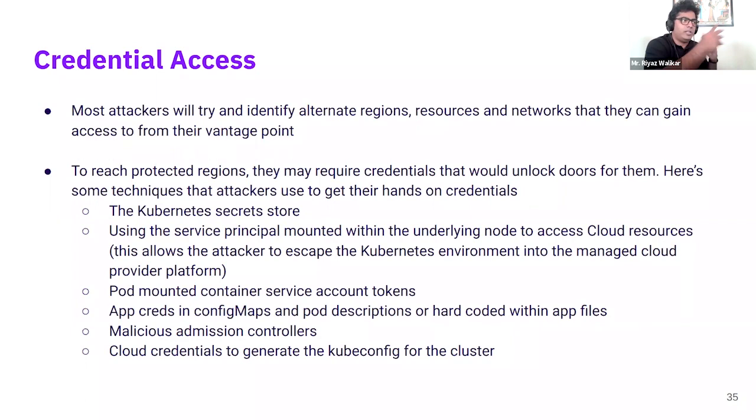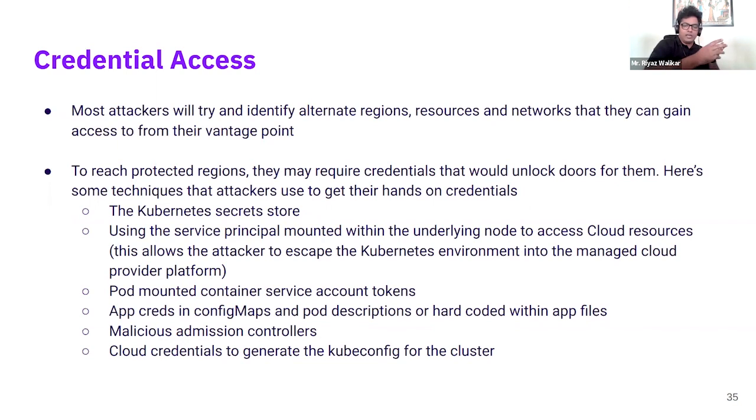To reach protected regions that may require credentials, some of the techniques that attackers do: Kubernetes secret store, using the service principal mounted on the node, which you saw as an example just now. Pod mounted container service account tokens.